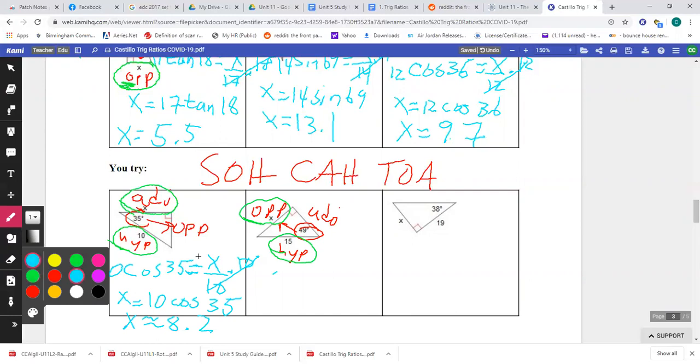So I'm going to do sine of 49 is equal to x over 15. Multiply both sides by 15. So x is equal to 15 sine 49.